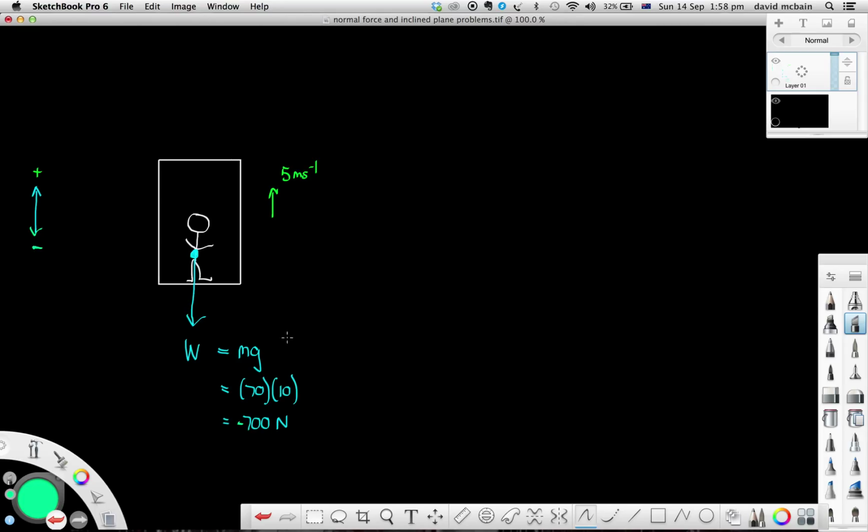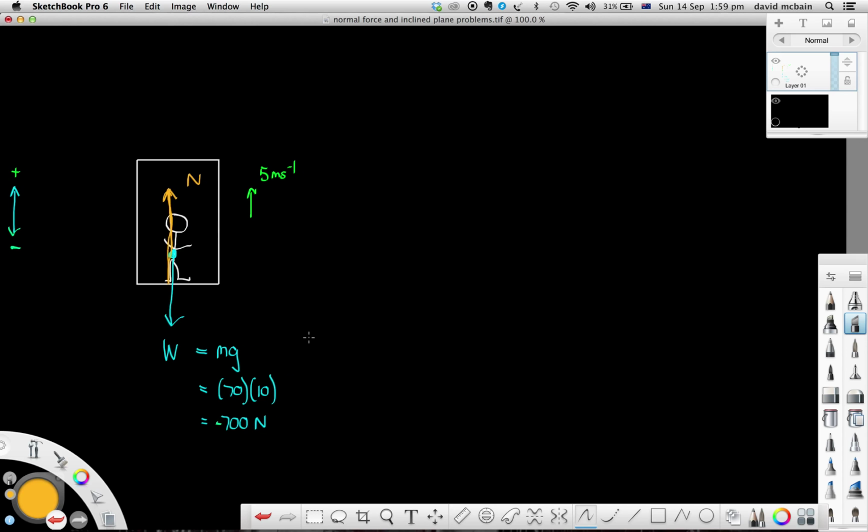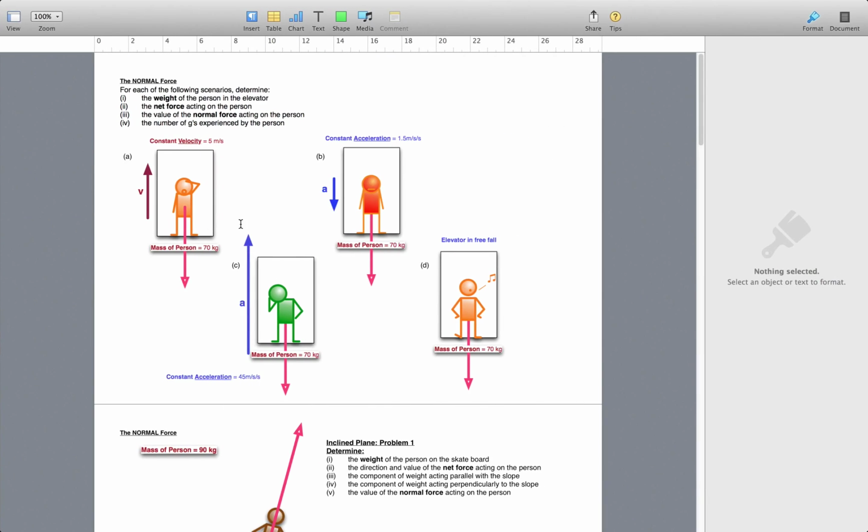Okay, now we also know that there's going to be a normal force. Now we don't really know the size of the normal force yet, we'll just draw it in like that. Now remember, the normal force is actually the force that the elevator is pushing up on the person at, so it's actually being applied through the floor of the elevator at the point of contact with the person, through their feet basically. So let's look at our questions. We have to firstly find the weight force, so we've found that it's 700 newtons acting down.